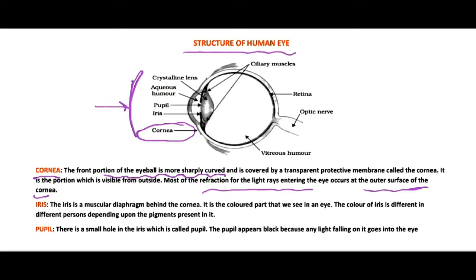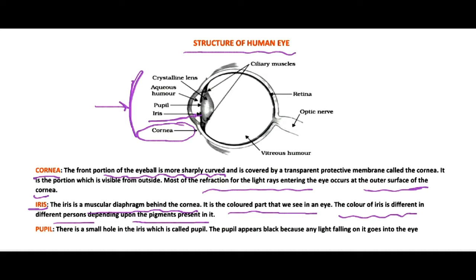The second point is iris. What is iris? It is the muscular diaphragm behind the cornea. It is the colored part that we see in the eye. It is actually the pigmented part of human eye. The color of iris is different in different persons depending upon the pigments present in it.